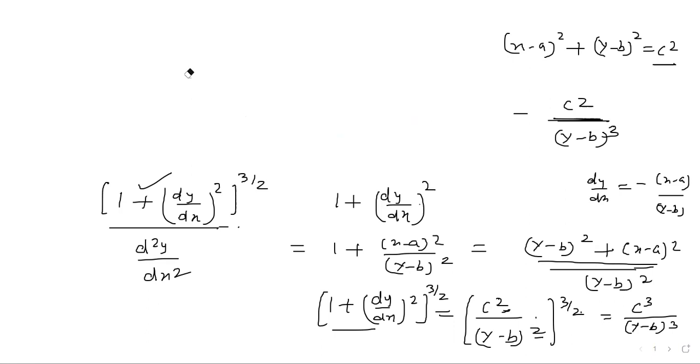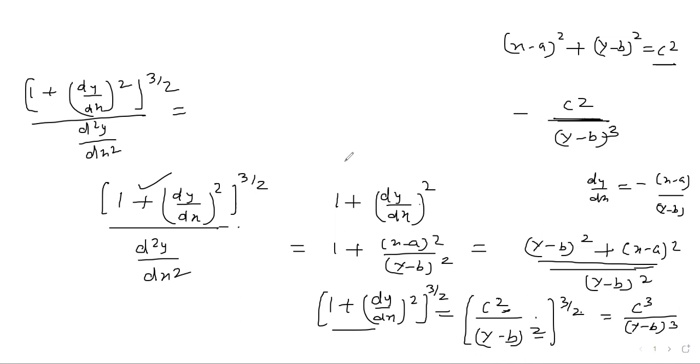Let's write it. (1 + (dy/dx)²)^(3/2) divided by d²y/dx². So we put the values. We have got (1 + (dy/dx)²)^(3/2) as c³ divided by (y − b)³, and we have got d²y/dx² as c² divided by (y − b)³. So we write here (y − b)³.